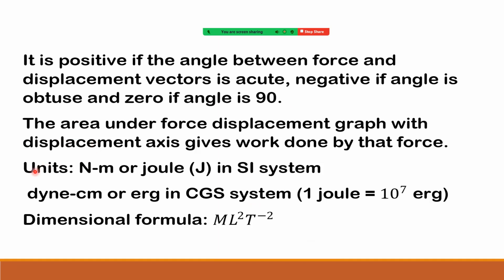Next, you can see units. It is just like force into displacement, right? So Newton meter, it is known as Joule, the name of a scientist. The notation is capital J in the SI system. Or if you take CGS, dyne centimeter or erg, and the relation is 1 joule is equal to 10 power 7 erg. And coming to the dimensional formula, M L square T power minus 2.